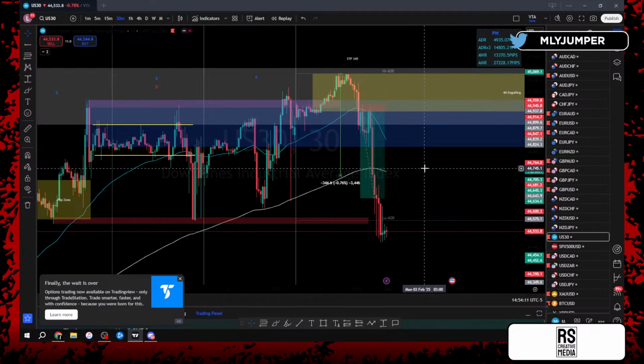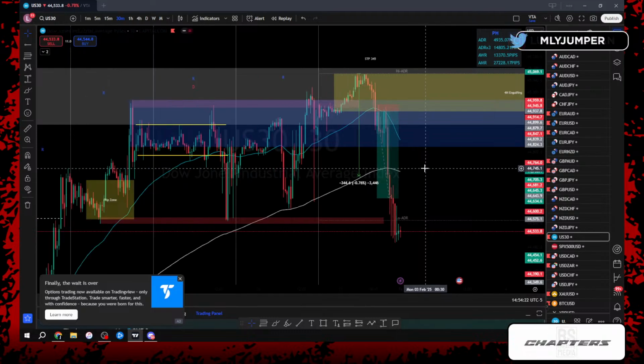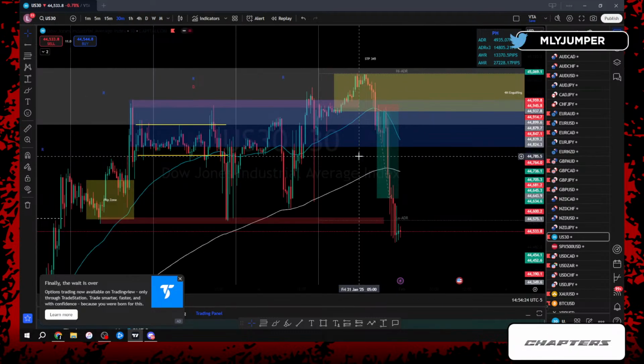How many trades last month? I think I took a total of 5 trades. I took 2 trades on Friday, and then the 3 other trades that I took were spread out through the month. But I only took 5 trades last month, for the month of January.